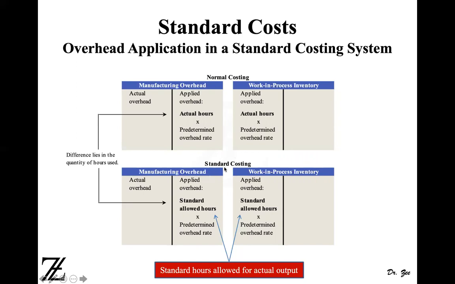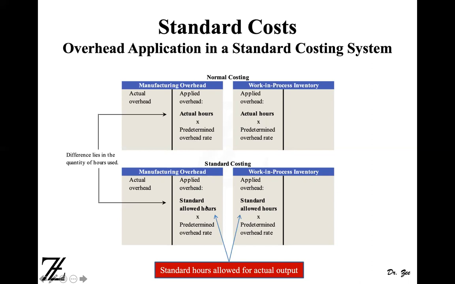In the standard costing, you have a similar thing, but you have the standard hours allowed. So applied overhead, you're calculating in the same way. You have a predetermined overhead rate in the normal costing too. But in normal costing, you are just multiplying it by the actual hours. You got the actual hours. Here in standard costing, you are multiplying it by standard hours allowed.